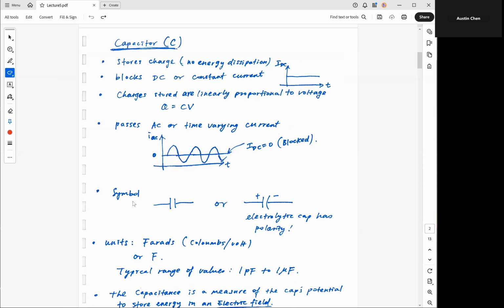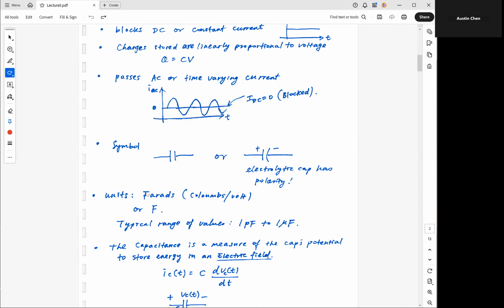The symbol that we can use to represent a capacitor looks something like this, where we have two plates. Or we can draw it in a slightly different way with a curvature associated with the negative polarity. So in this case, we have something called electrolytic capacitor. And for this type of capacitor, you will need to be careful with the polarity. Otherwise, you may end up with some unpleasant experience.